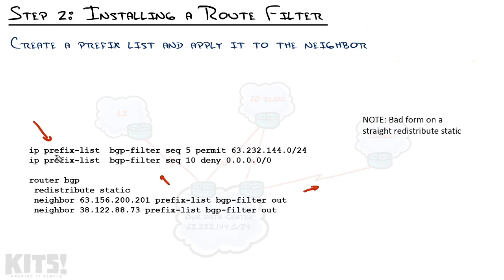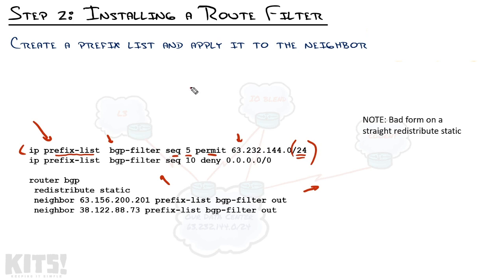The difference between a prefix list and an access list is that a prefix list really focuses in on matching specific subnet masks. So look at this first line. I typed in ip prefix-list BGP filter sequence number 5. That's just the order of events. I want to permit 63.232.144.0/24. Exactly /24. Don't permit a /27. Don't permit a /29. This isn't like a wildcard mask.